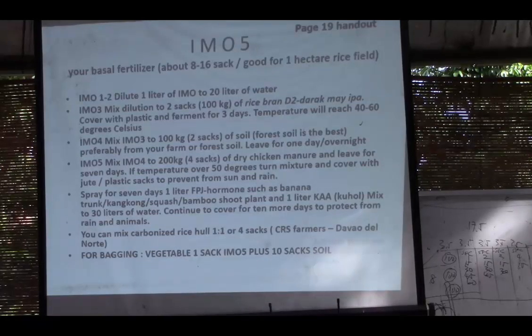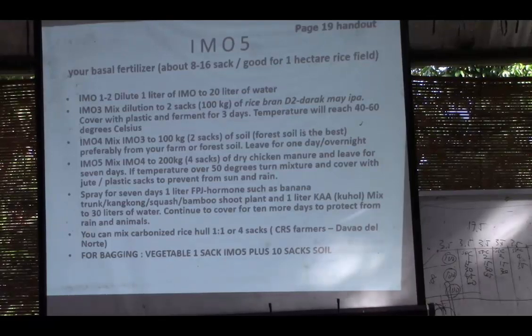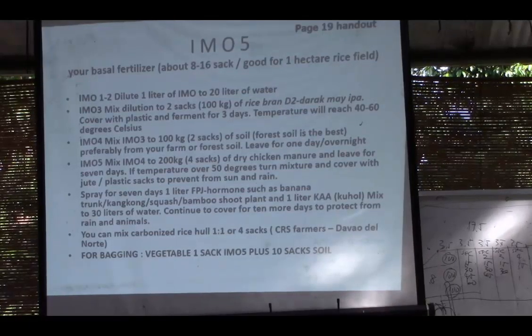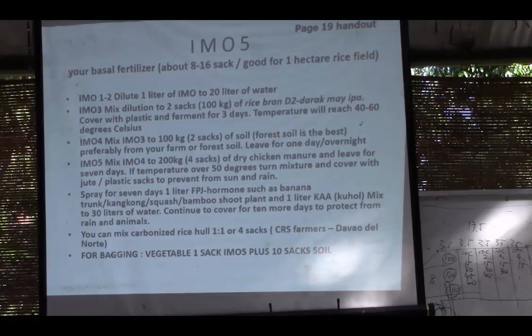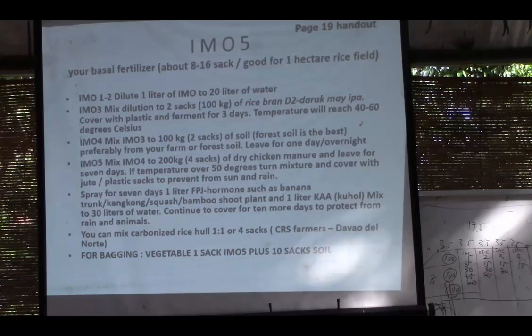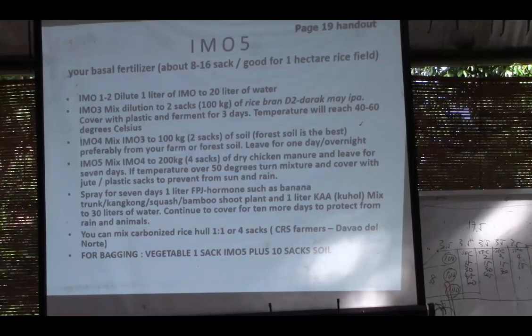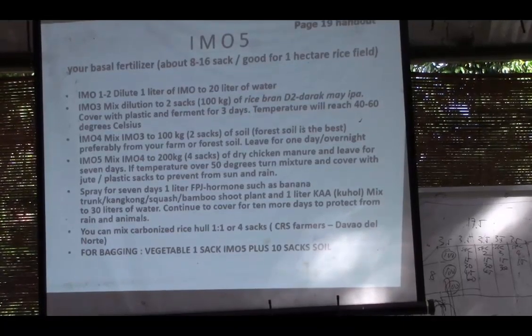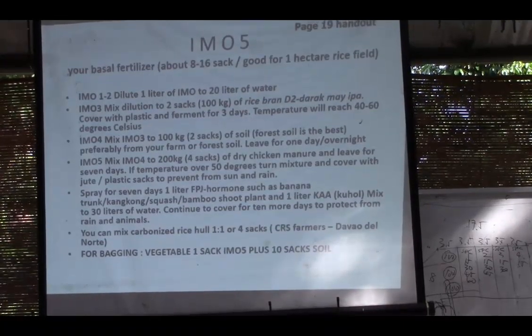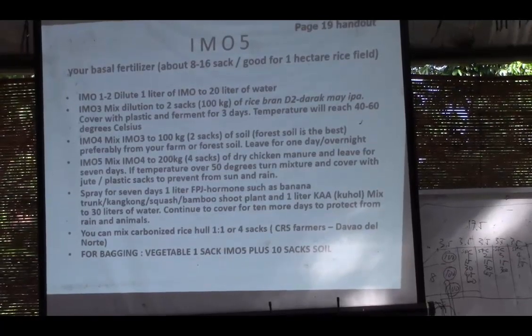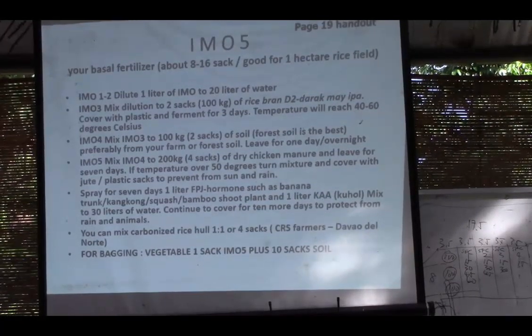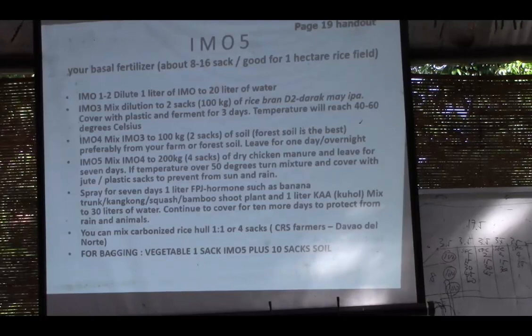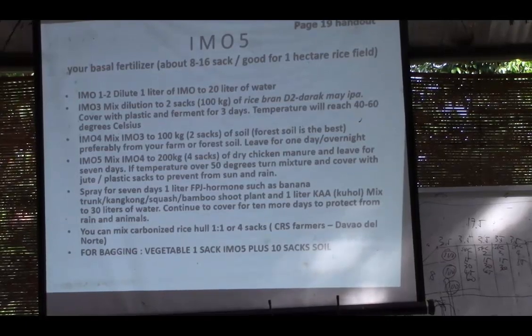Understood? Don't write yet, because not everything there is right. Only write what I am saying, because that is the correct one. I've developed it. Now, the measurement there is sacks, not weight. Don't mind the weight. Sacks.